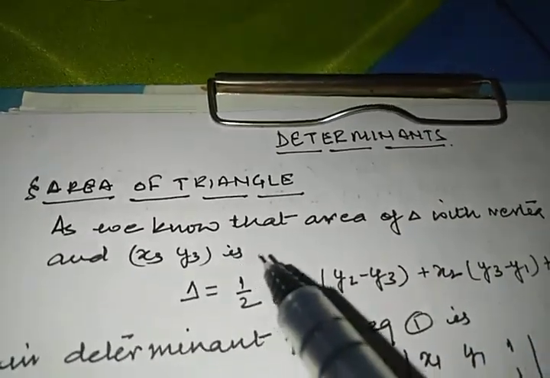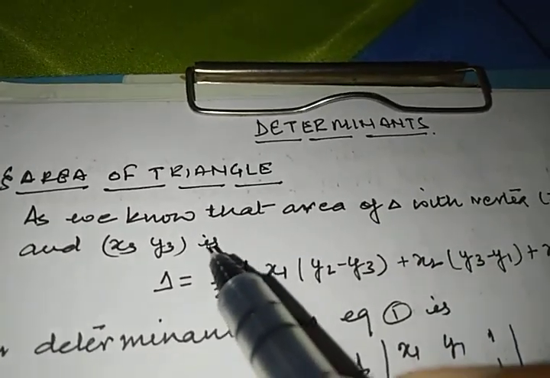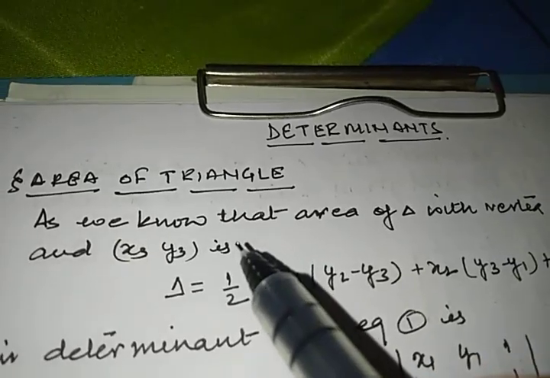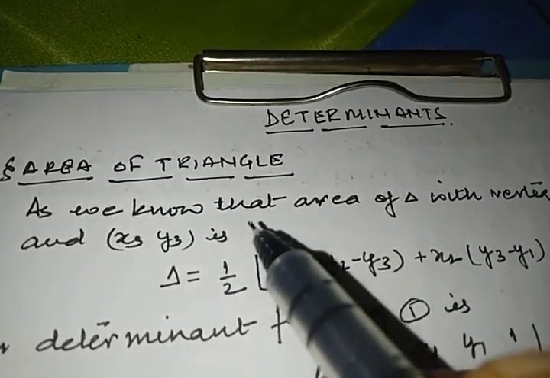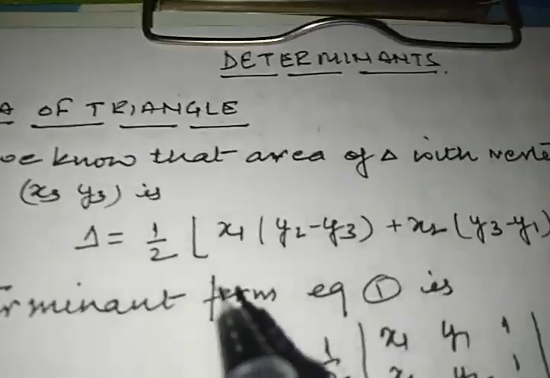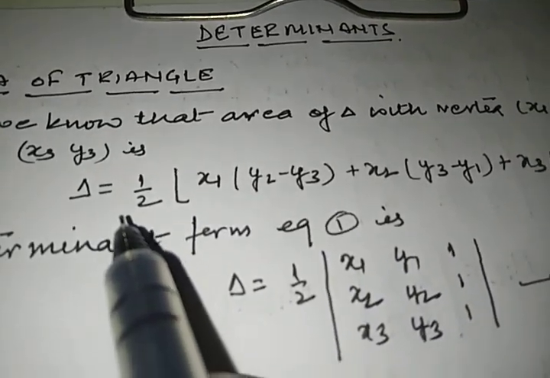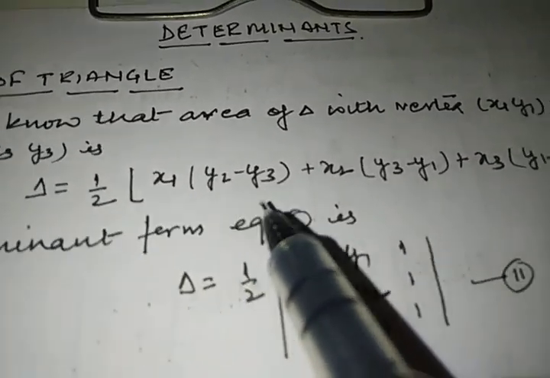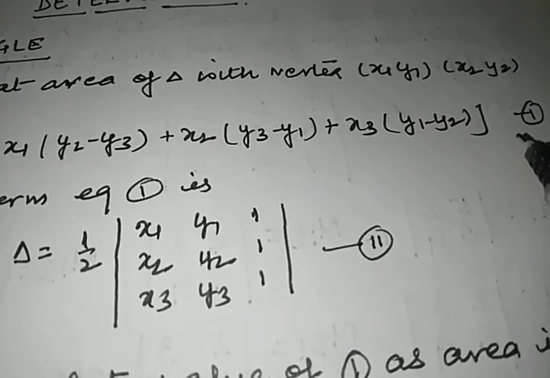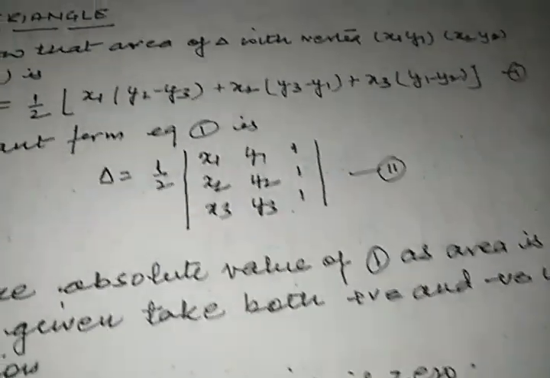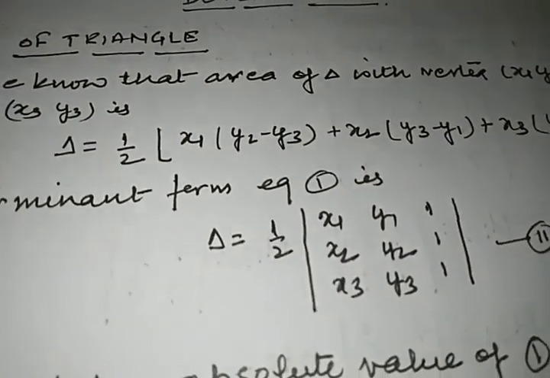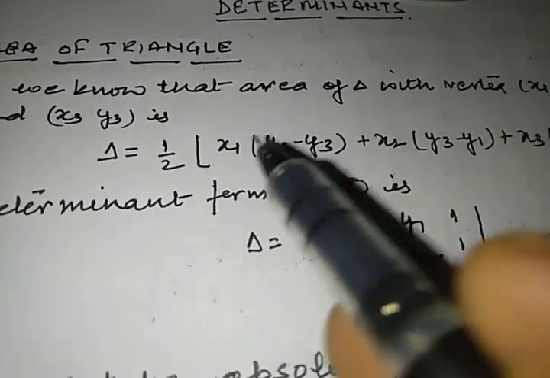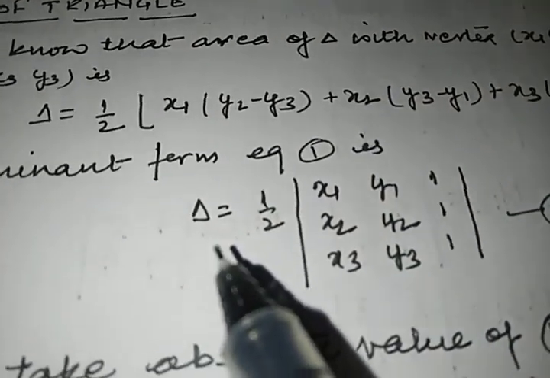Okay. So in high school you already read that area of triangle with vertices x1, y1, x2, y2 and x3, y3 is given by this formula. This was the formula for class 10th. Now in form of determinant, the same formula is written like this.